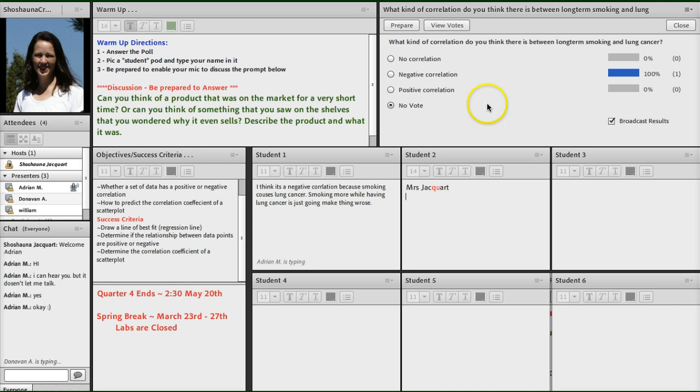If you want to, you can use a computer, but right now it doesn't matter. We can just work together. So I'm just going to ask you, William, and Donovan, will you answer the poll in the top right corner? What kind of correlation do you think there is between long-term smoking and lung cancer? No correlation, negative correlation, or positive correlation? Let's say positive. Okay, go ahead and select that one. Donovan, we're waiting for you to pick one.